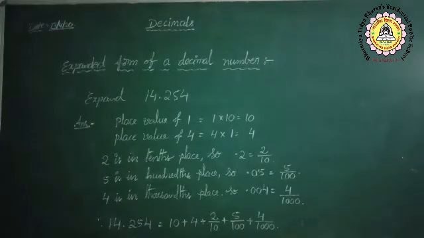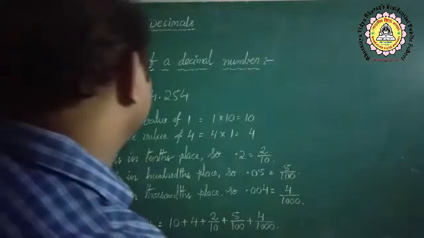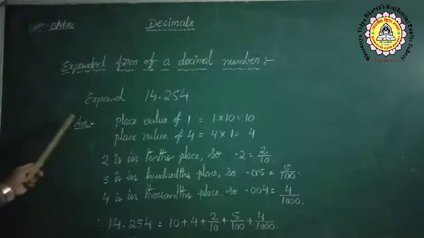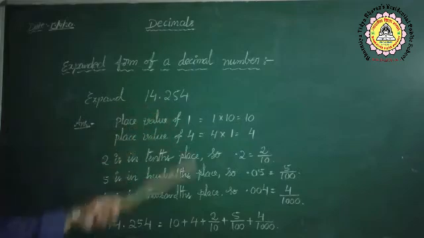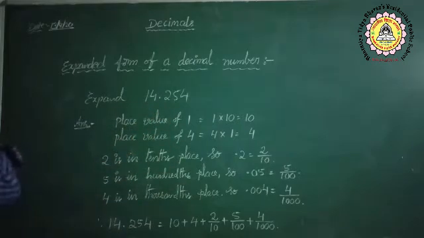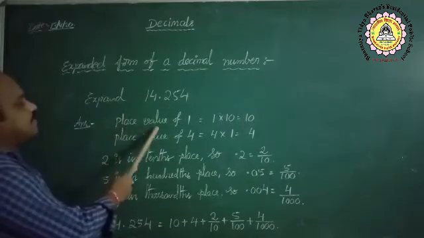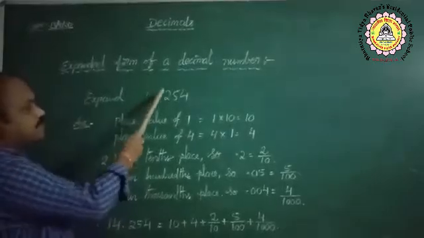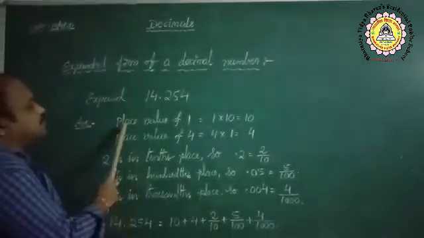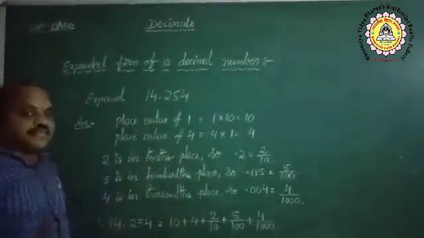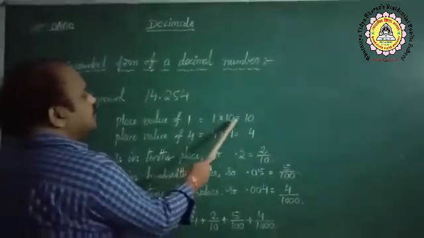Students, now let us know about the expanded form of a decimal number. Take one example, expand 14.254. Before writing the expanded form for this decimal number, first we have to observe the place value of 1. Here 1 and 4 belong to the whole part, no? Apart from this, observe the place value of 1. 1 is in tens place, so 1 into 10 is equal to 10.